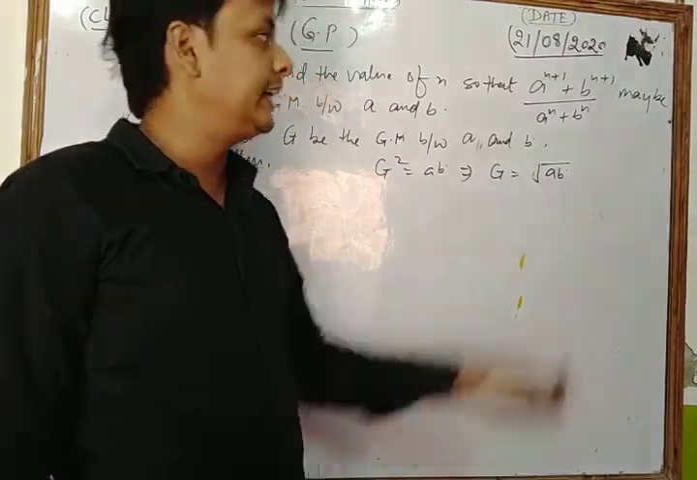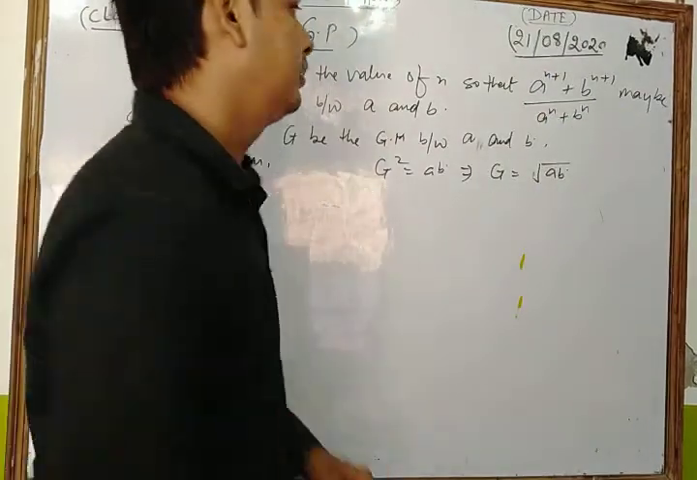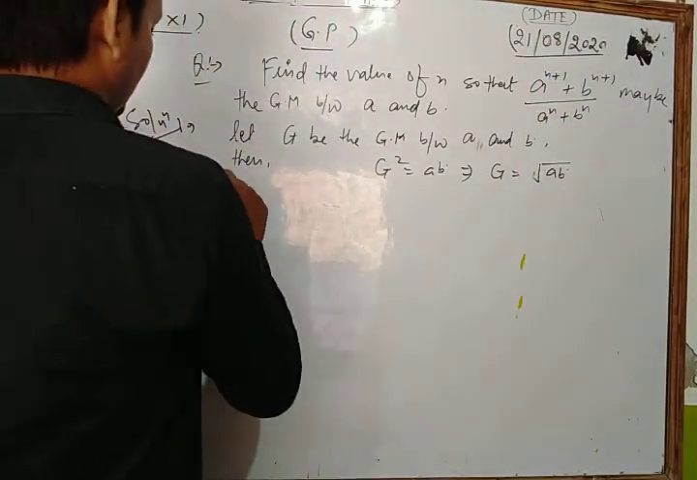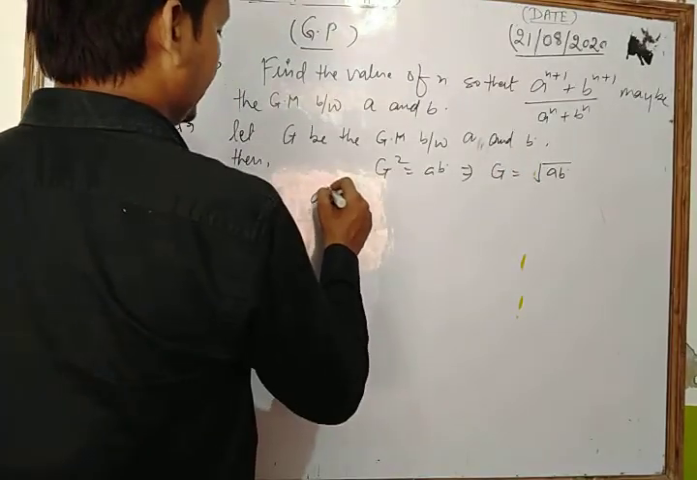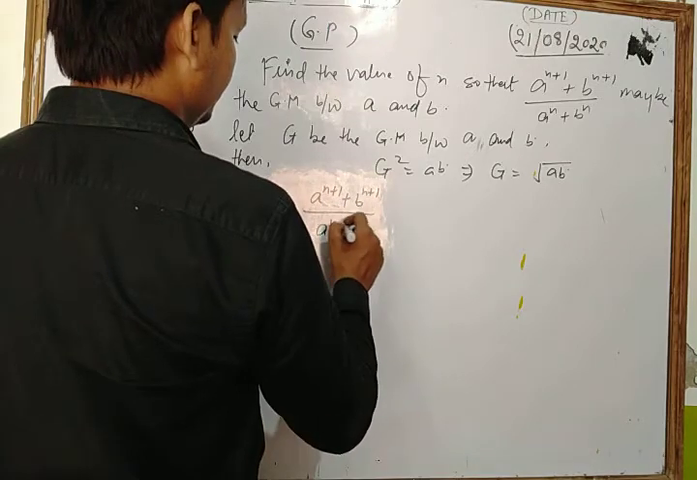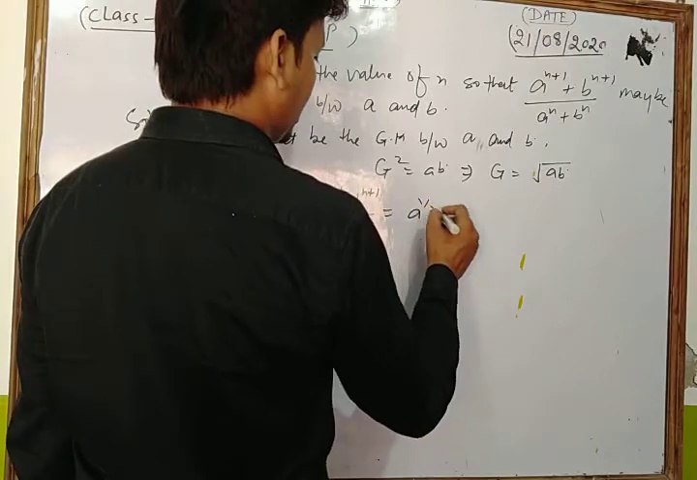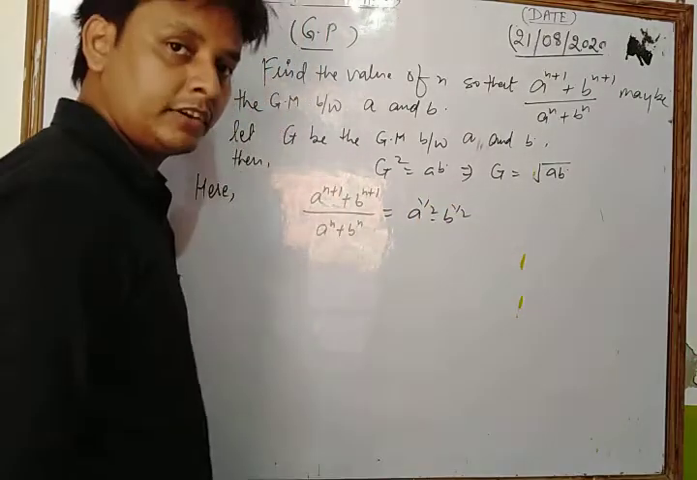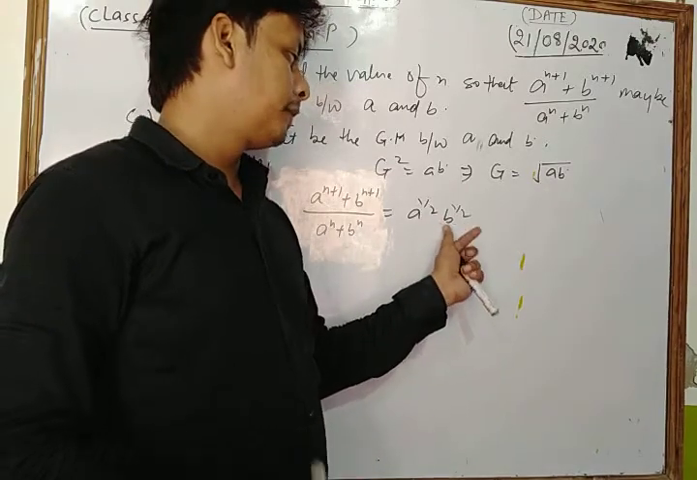G is the geometric mean, and in that question the geometric mean between A and B is given by this relation. So here we put the relation G is equal to this, so we get A to the power n plus 1 plus B to the power n plus 1 upon A to the power n plus B to the power n is equal to A to the power half into B to the power half. We write it this way because root means a half.